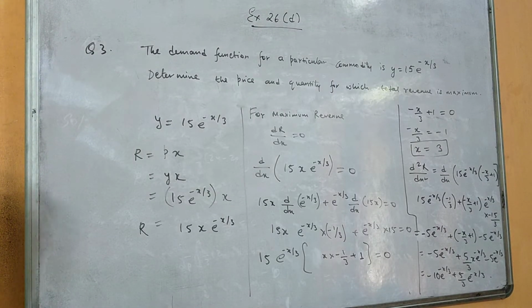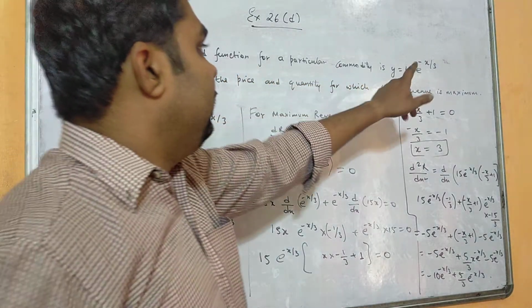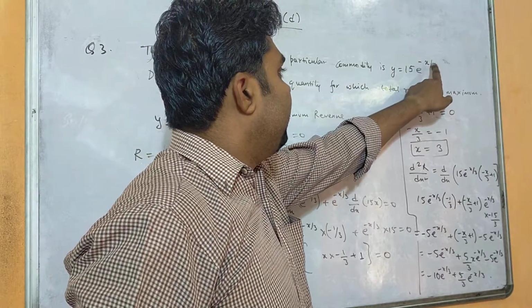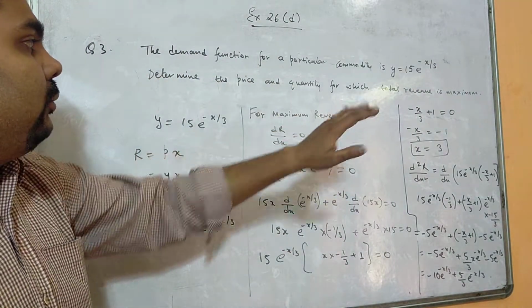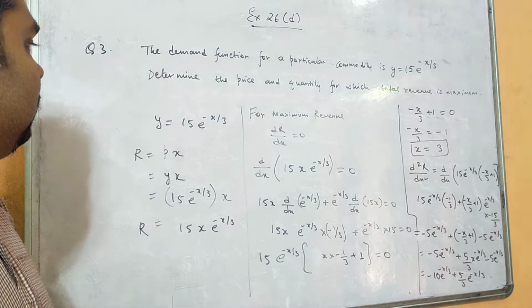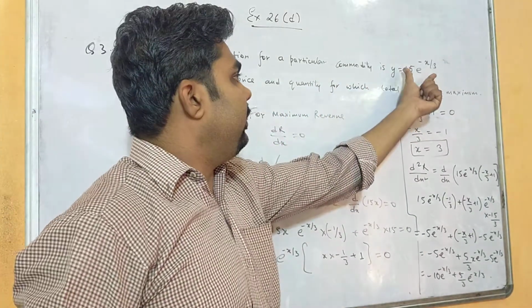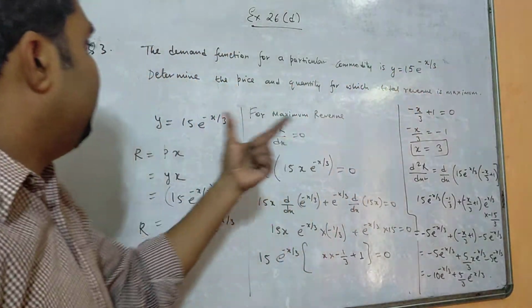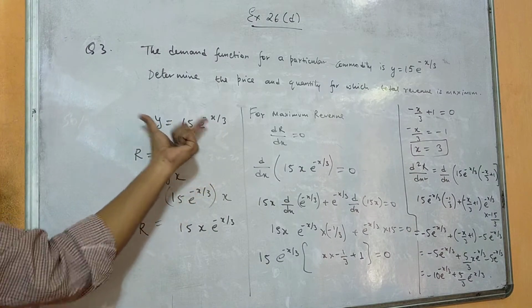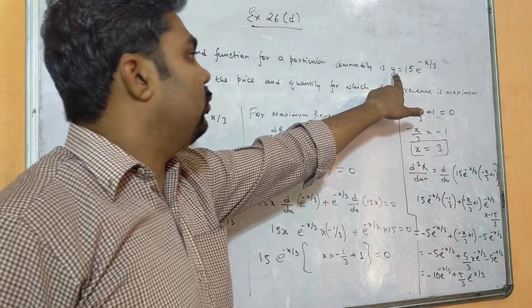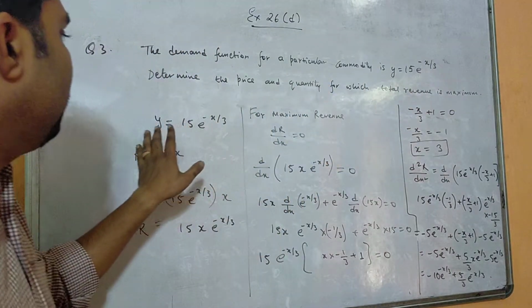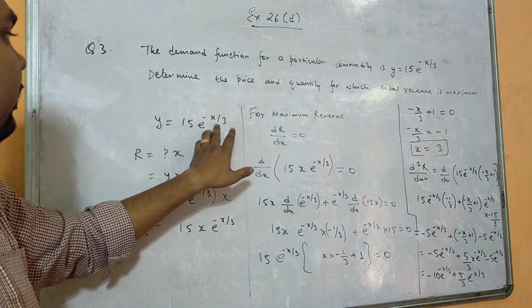So next question we have, the demand function for a particular commodity is y equals 15 e to the power minus x by 3. Determine the price and quantity for which the total revenue is maximum. So you see y equals 15 e to the power minus x by 3, we will consider this as price, okay? Demand function in terms of P. Like in the previous question it was P equals to, so this y means here P. So y equals 15 e to the power minus x by 3.